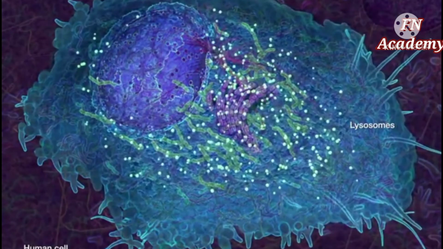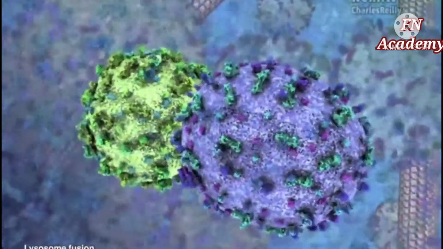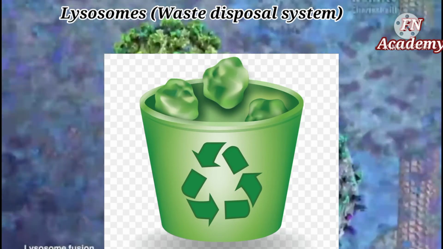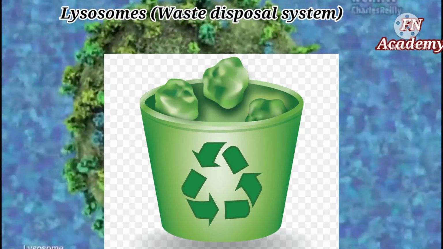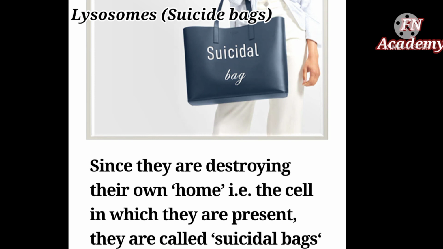Because of these wonderful features, this organelle has many funny names, like say, the lysosomes can be called the waste disposal system of the cell, or they can also be called suicide bags, since they are destroying their own home, that is the cell in which they are present. They are called suicidal bags.